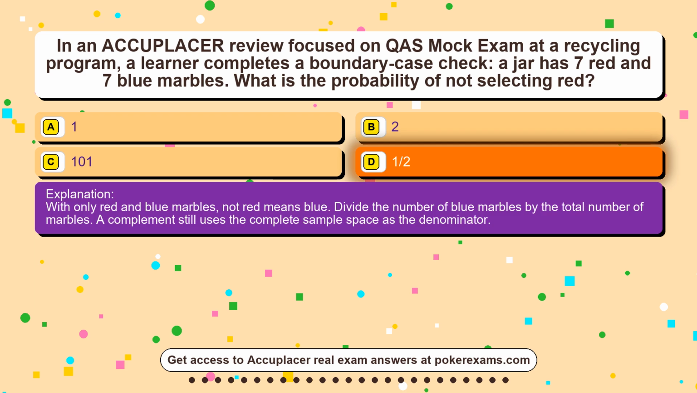With only red and blue marbles, not red means blue. Divide the number of blue marbles by the total number of marbles. A complement still uses the complete sample space as the denominator.